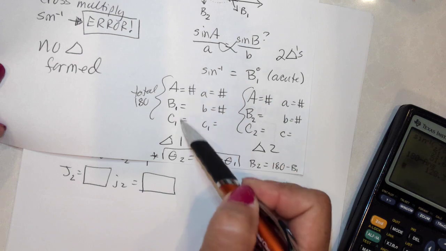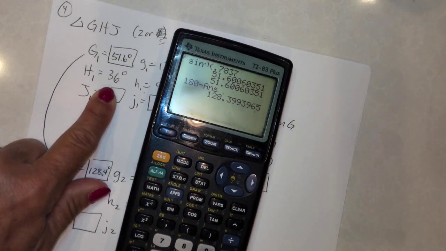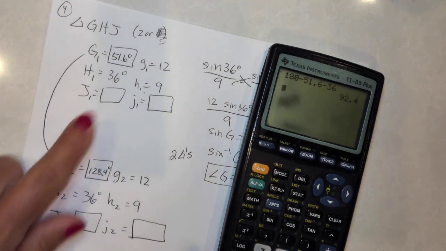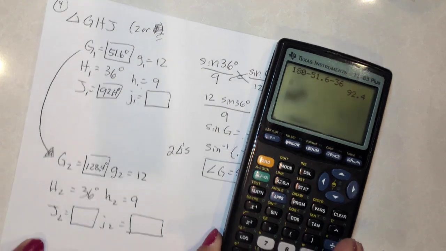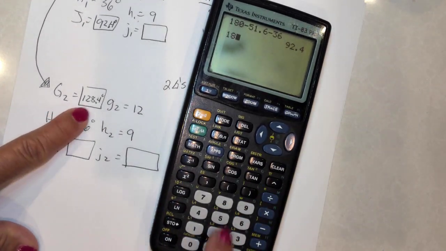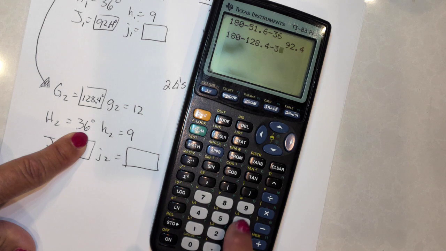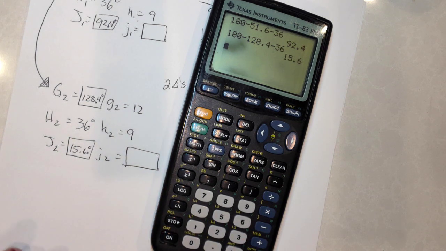Okay, then what was I supposed to do? Well, I'm supposed to remember that these total 180 in both cases. So here, I would have my 180 for the total triangle minus the 51.6 and the 36 that I already have. So that makes this option a 92.4 degree angle. Same thing down here, because this angle got bigger, I'm expecting that third angle to get smaller because now I've used up 128.4 here and the 36. So now angle J is only 15.6 degrees.